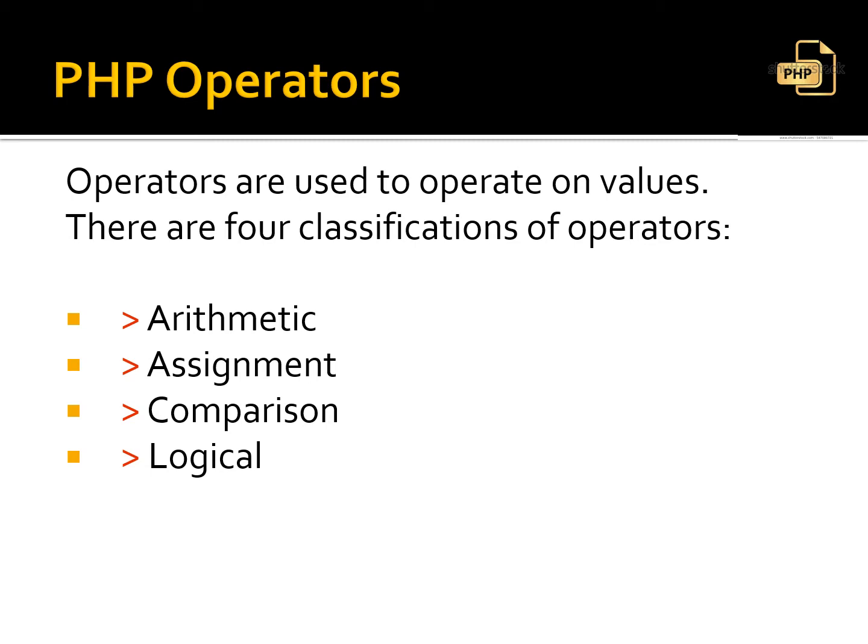There are four classifications of operators: arithmetic operators, assignment operators, comparison operators, and logical operators. All the programming languages have this type of operators. Here also we have arithmetic operators, assignment operators, comparison operators, and logical operators. We will see all these operators one by one.